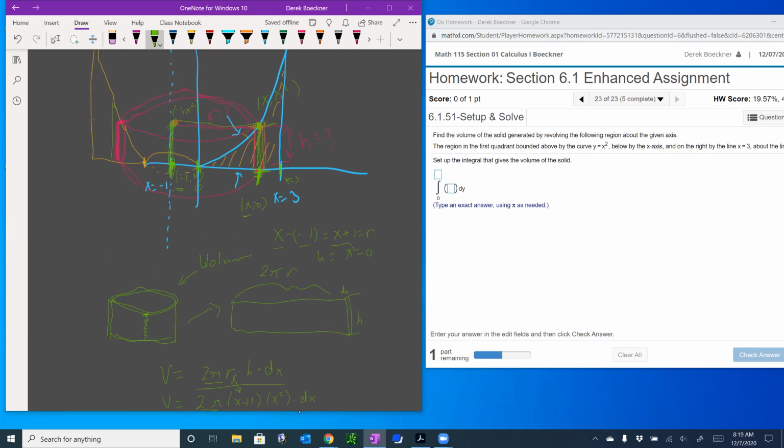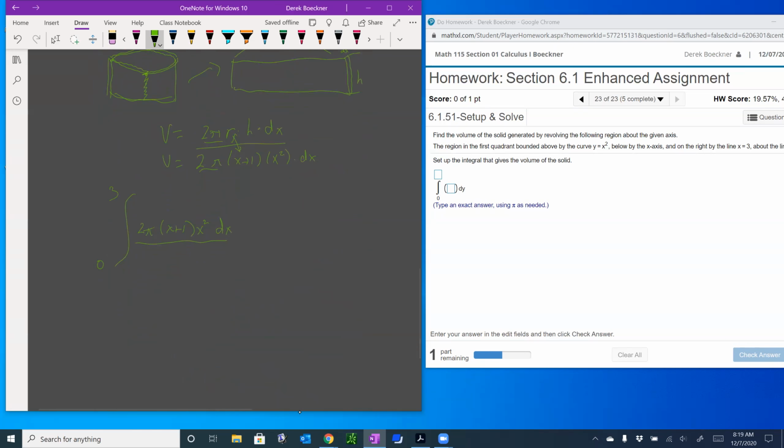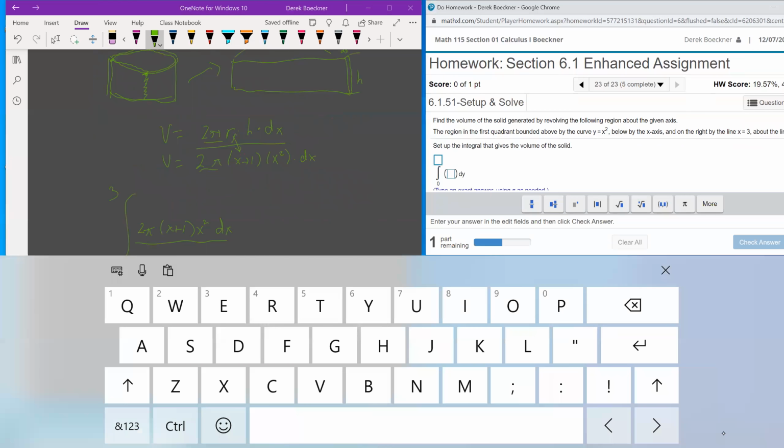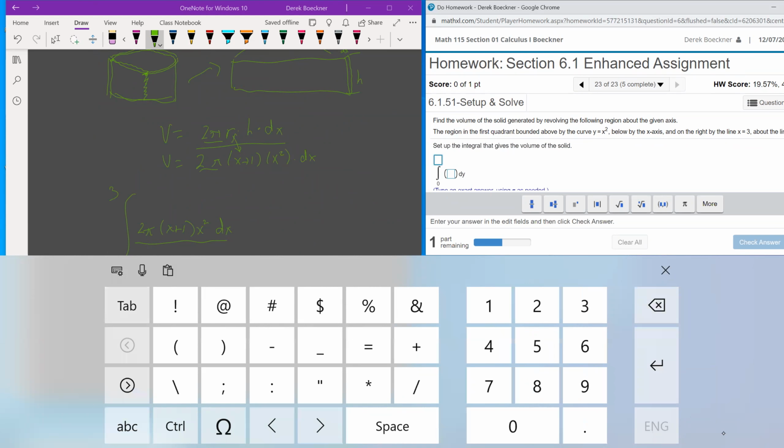You might think that you get shells for each of these rectangles over here too, but this shell and this rectangle and this rectangle, they both give me the same shell. So I'm only getting a single shell. I only want to add up the volume one time. So I'm only going to count the rectangles between 0 and 3. So I'm going to do the integral from 0 to 3, 2 pi, x plus 1 times x squared.